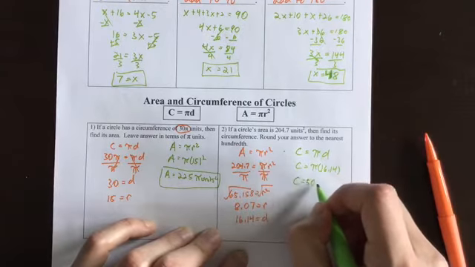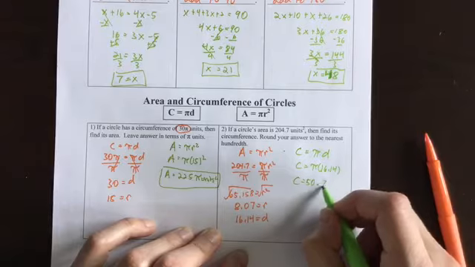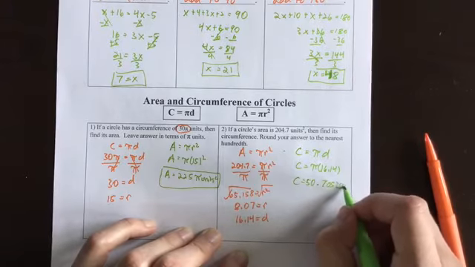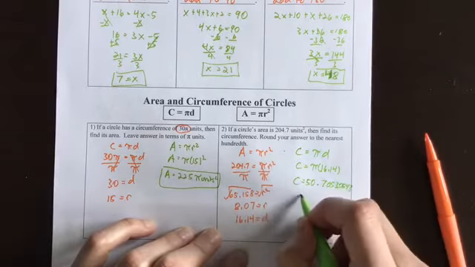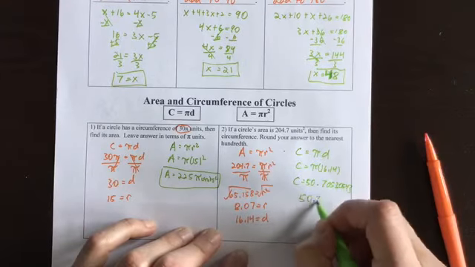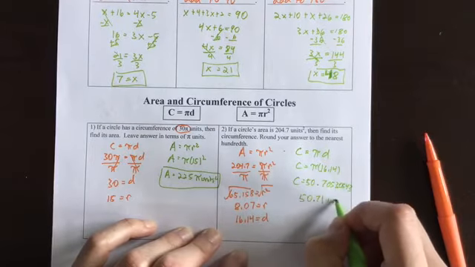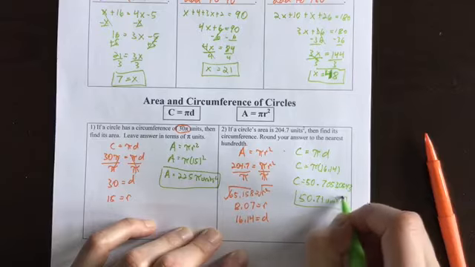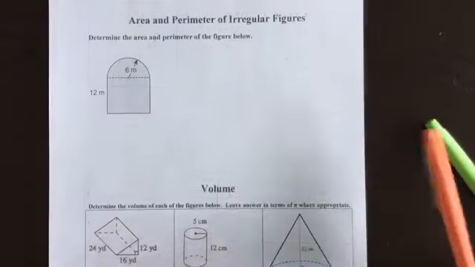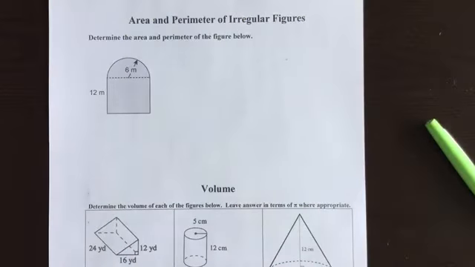Which is 50.7053053. We're rounding to the nearest hundredth, so 50.71 units. On page 19, we're going to find the area and perimeter of our composite or irregular figure.